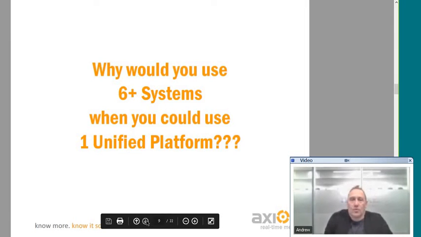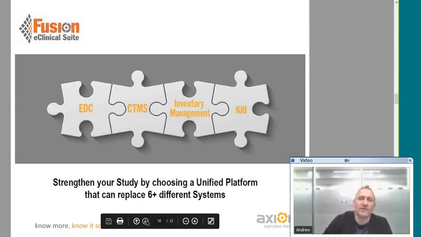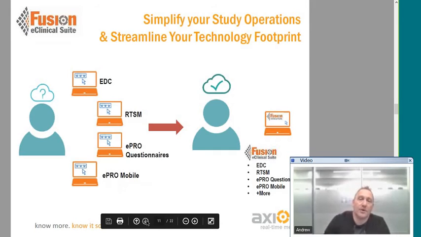To that end, why use 6+ systems when you can do it in a unified platform? So what does that mean if you pull it together? It means that the essential aspects are totally interconnected. They speak to each other. They have the ability to share information where necessary. And it changes the dynamic, as you can imagine, of running your study.